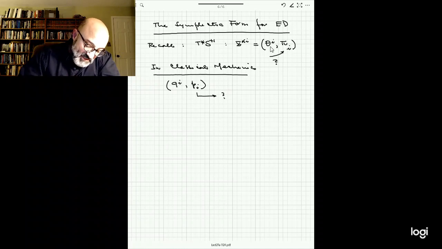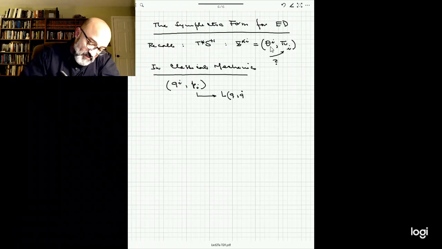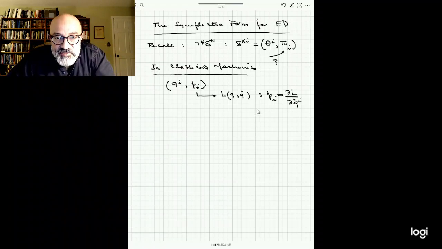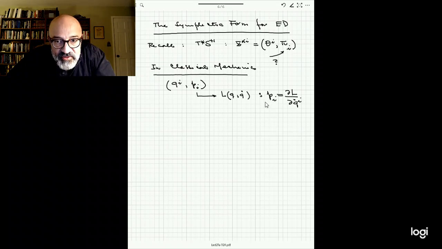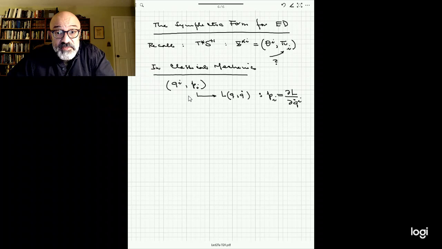Well, the momenta come from the fact that you have a Lagrangian and you define the momentum in terms of the Lagrangian by taking the partial derivative of the Lagrangian with respect to q dot. So this is how we pick the momentum in classical mechanics. The lingo is that in classical mechanics there is a natural symplectic form. How does that come about?